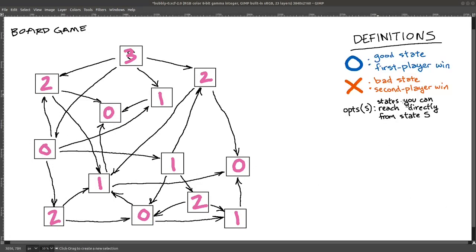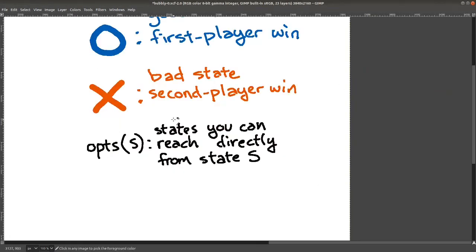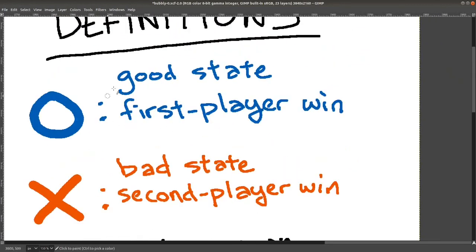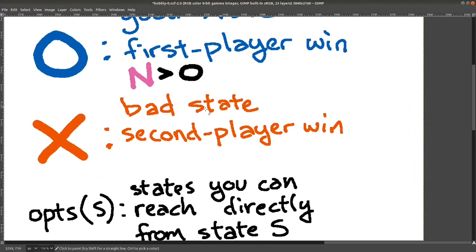So let's go ahead and add it to our definitions now. So if a state is a good state and a first player win, a blue circle, then this state has the value n greater than 0. And if the state's a bad state, and it's a second player win, then this state has the value n equal to 0.